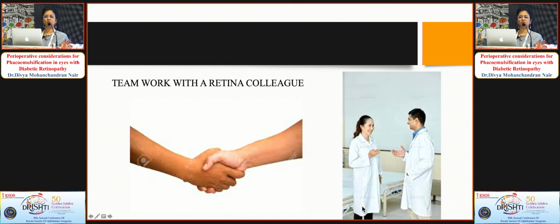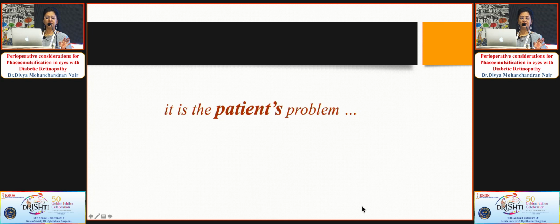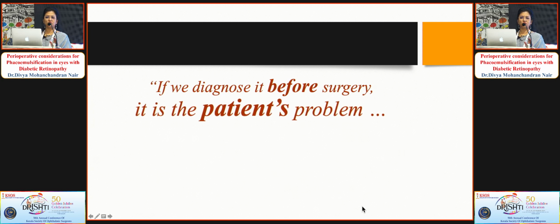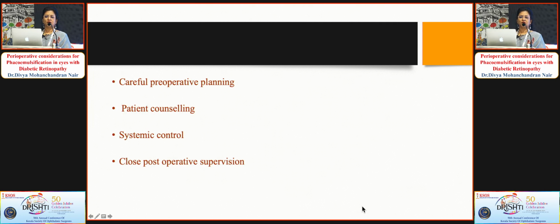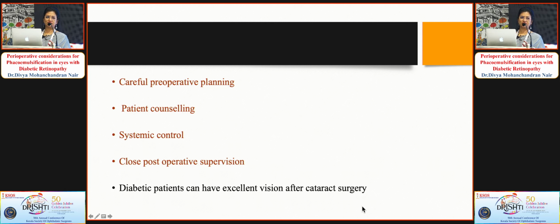So always remember to have teamwork with a retina colleague, and remember it is the patient's problem if we diagnose it before surgery, but if we diagnose it after surgery, then it becomes our problem. So careful preoperative planning, patient counseling, systemic control of the diabetes and hypertension, and close post-operative supervision. These diabetic patients with cataract surgery can have excellent vision.